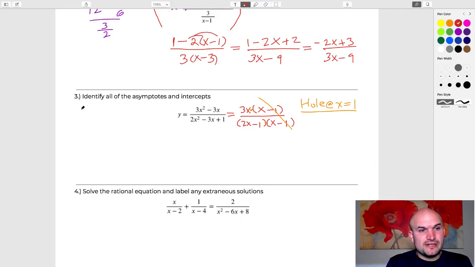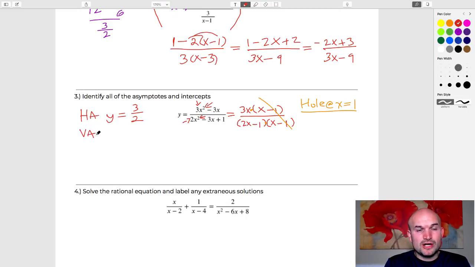So the first one was just looking at the horizontal asymptote. And this one's fairly basic. You can see that the degrees in the numerator and the denominator are exactly the same. So therefore, we are looking at a ratio of the leading coefficient over the leading coefficient. So the horizontal asymptote is as simple as y equals 3/2.